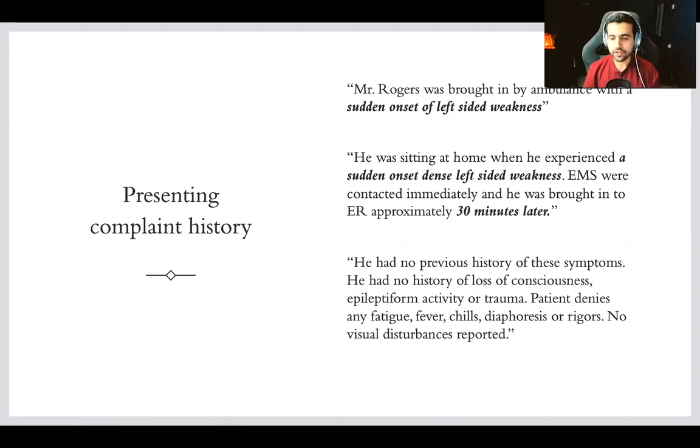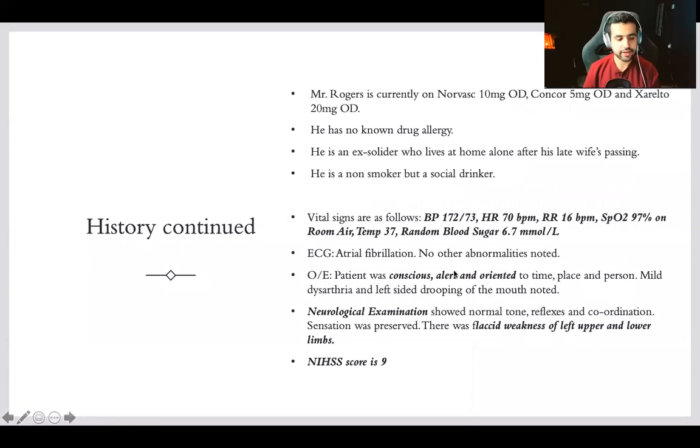He had no previous history of these symptoms and no history of loss of consciousness or trauma, and he denies any of the following symptoms. So this is just briefly what you would typically write as the history of presenting complaint. Of course, you can go into more details, but this is just to give you an example of how it looks. The next slide.